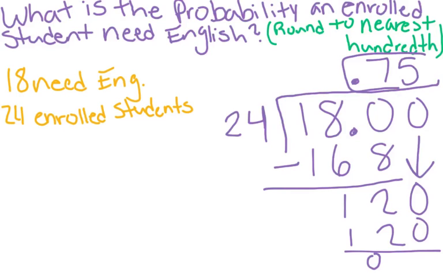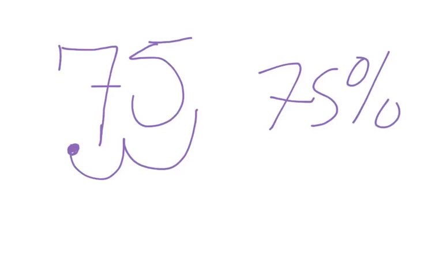So 0.75 would be your answer because you're rounding it to the hundredths place. So we wanted to convert this decimal into a percent. And the way we will do this is by moving the decimal point 2 places to the right. And that would get you 75%. The probability of an enrolled student needing an English class is 75%.